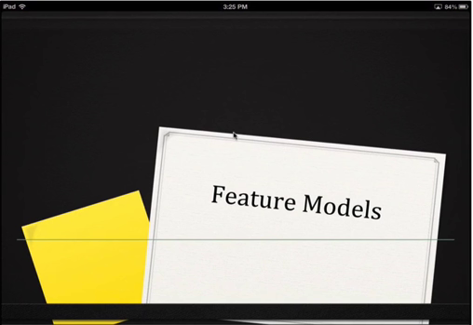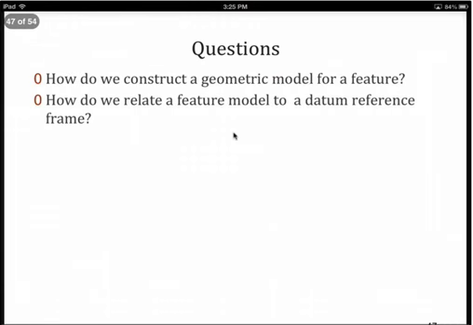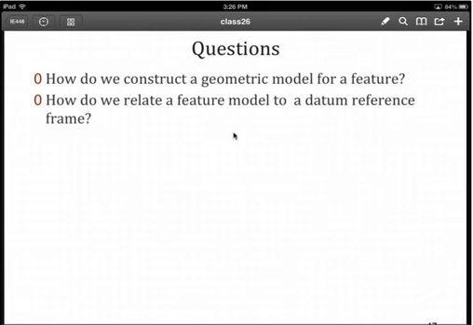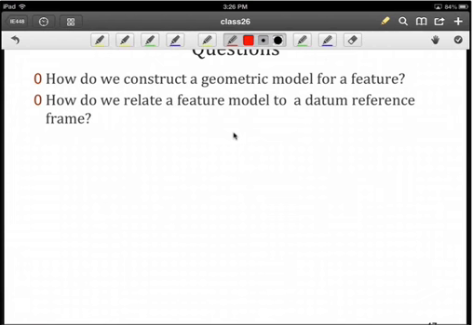The next step after constructing the datum reference frame for the soft gauge is to actually locate and orient the part feature that we are trying to check versus the geometric tolerance. So, the question that we need to address is, first of all, how do we construct that geometric model for a feature? And then how do we relate that to the datum reference frame that we've already constructed?